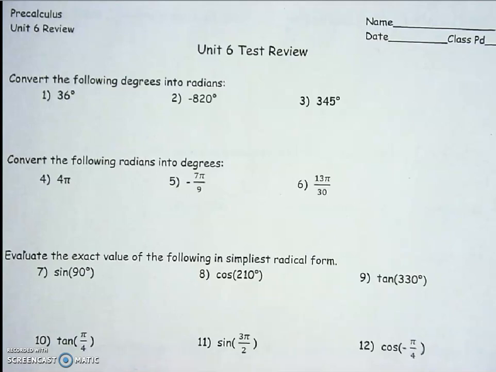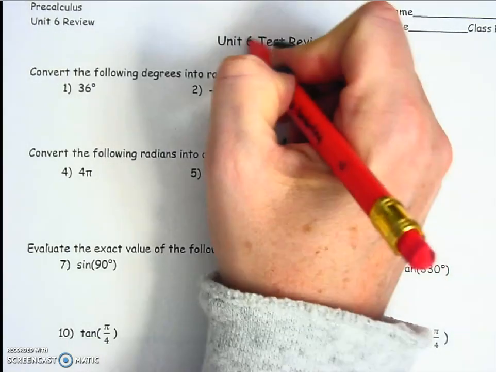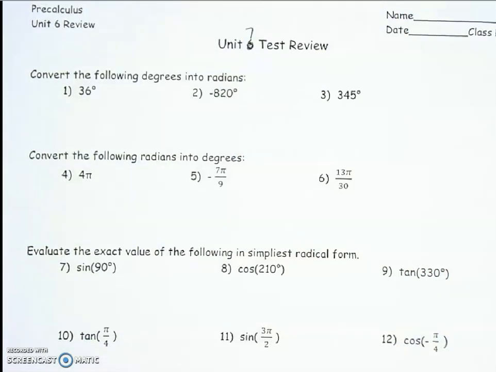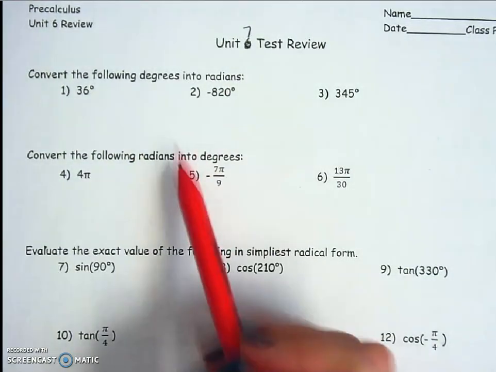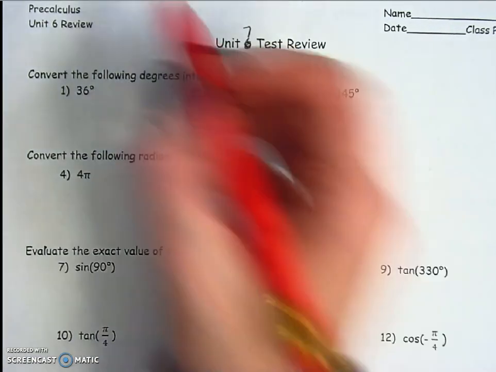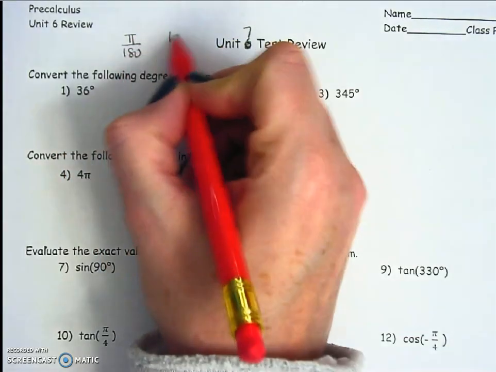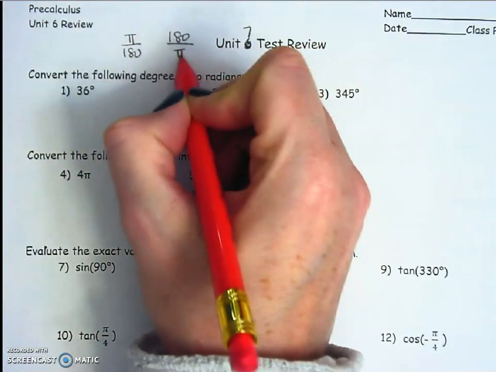Okay, here is the video for our test review for our intro to trig. So in this first section, we are converting from degrees to radians or radians to degrees. Remember, you'll be multiplying either by pi over 180 or 180 over pi.